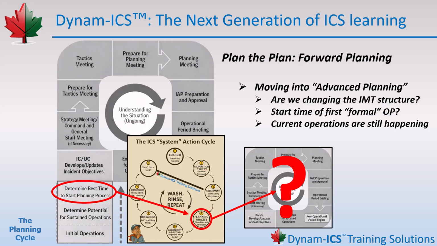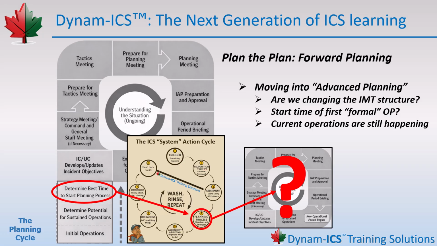Resource considerations can also play a role. If upcoming operations will require specialized or hard-to-find resources, that timing may influence when the first formal operational period should begin, so planning can properly support those needs. Ultimately, the decision depends on the realities of the incident. For this example, let's assume the decision has been made to begin the first formal operational period tomorrow morning at 0800 hours. That will mark the start of our first written incident action plan and the beginning of structured operational period briefings moving forward.